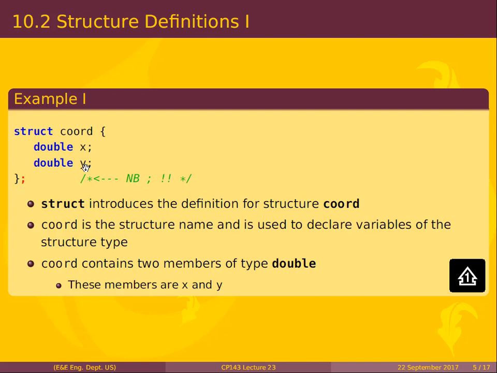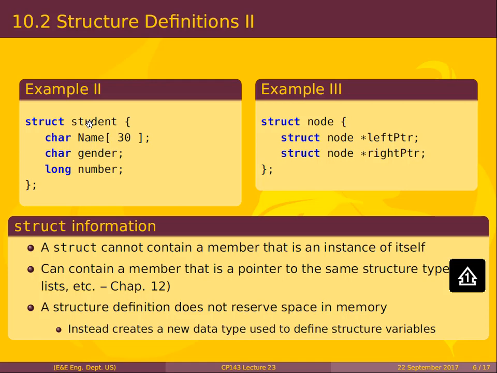Here's another example, where a student can contain a character array that is his or her name, a gender, which is also a char, M or F, and also a student number, which is a long. So we've grouped different types of variables in one structure. Here's, for example, a node, which is how you link something into a dynamically allocated list, like a linked list. We're going to look at that a bit later. We don't have to worry too much about that now.